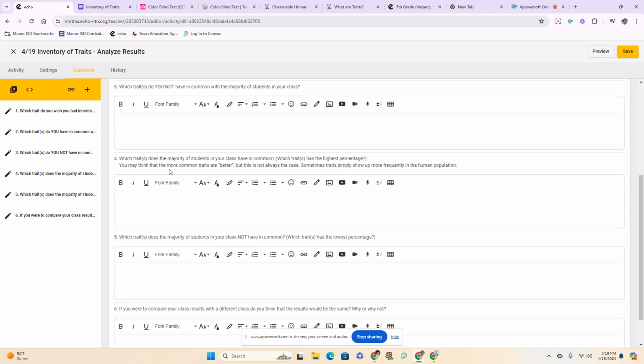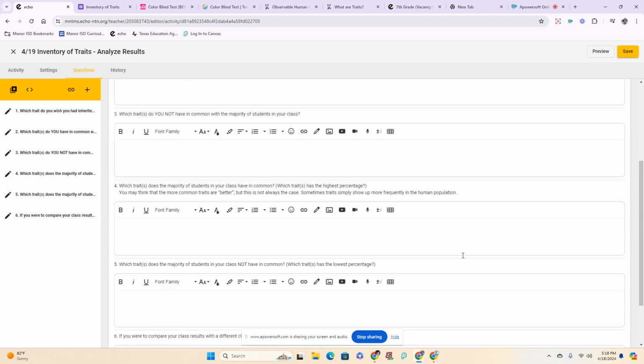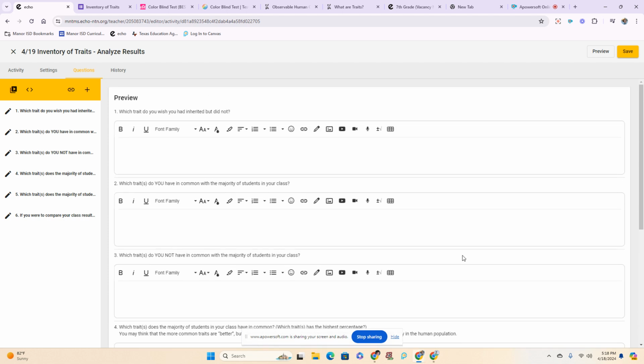Note here, you may think that the more common traits are better, but this is not always the case. Some traits simply show up more frequently in the human population. Which trait or traits does the majority of students in your class not have in common? In other words, which trait or traits has the lowest percentage? And if you were to compare your class results with a different class, do you think that the results would be the same? Why or why not? Okay, make sure you answer that why or why not. Don't just give me a yes or no.